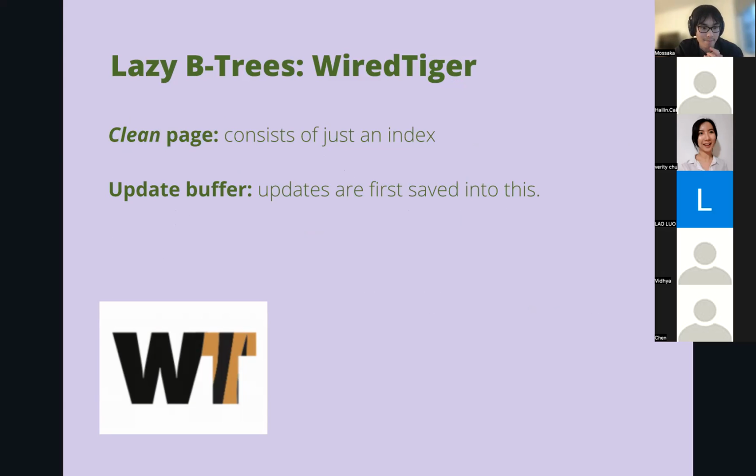So when we come to lazy B trees, there are two concepts to keep in mind before we look into it in more detail. The first one is a clean page, and the second one is an update buffer. So what is a clean page? The clean page consists of just an index and is what is initially there, and an update buffer, as its name indicates, is a buffer to save all the updates, right?